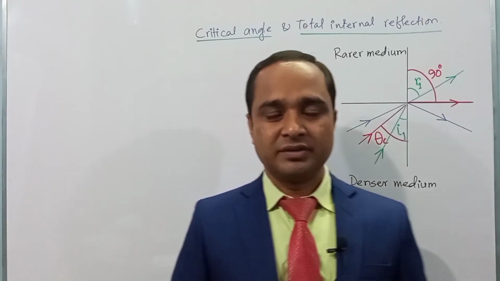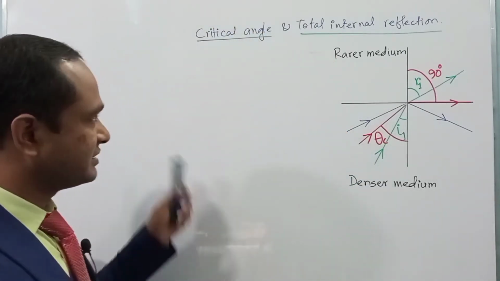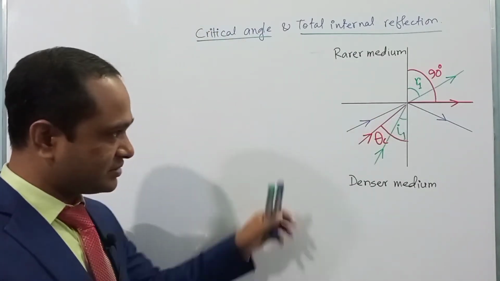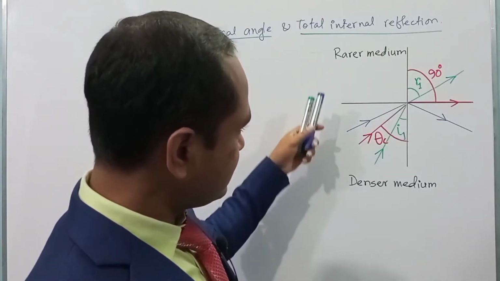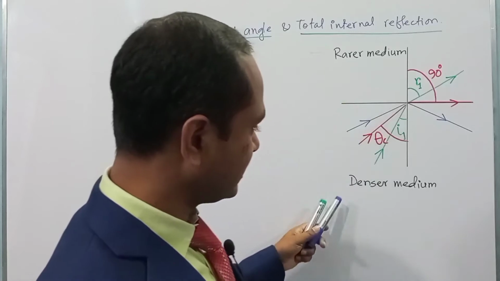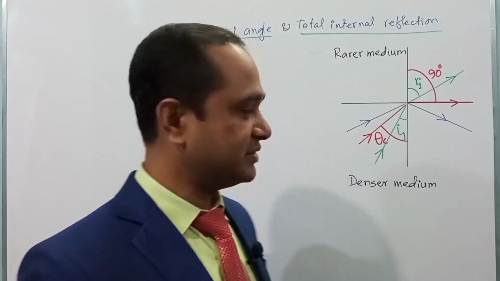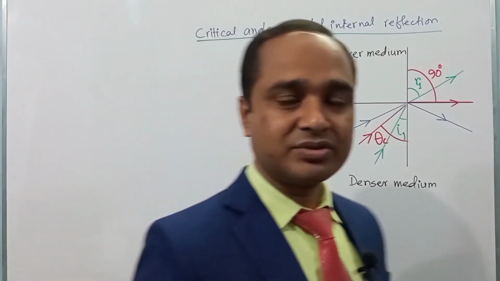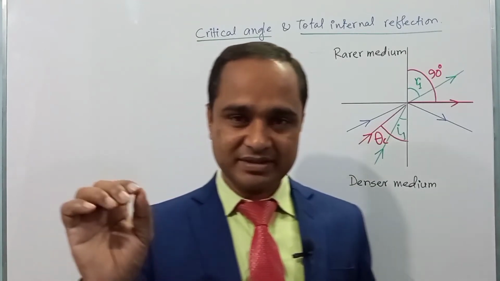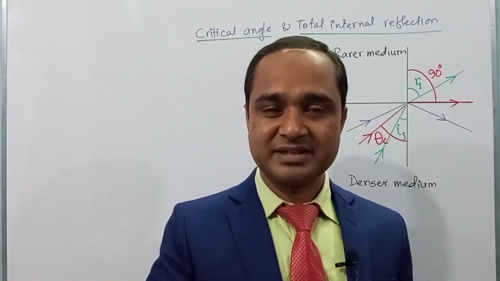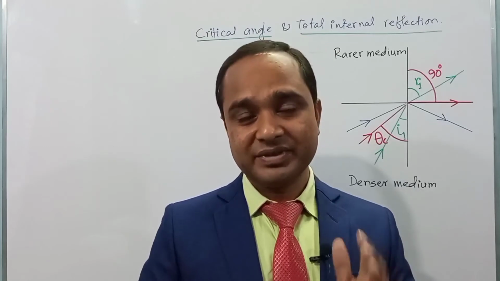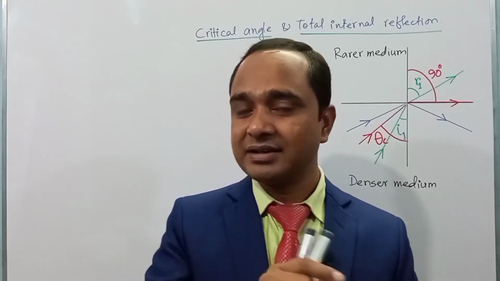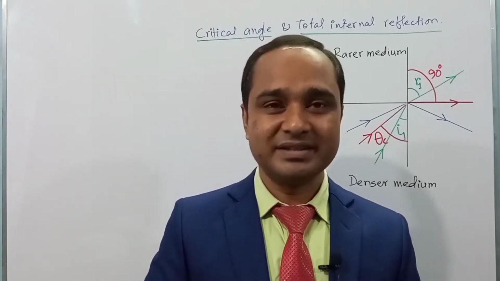Dear students, first we are going to discuss the critical angle and total internal reflection. First observe this figure. Here are two media, one is a rarer medium and another is a denser medium. There is a difference in refractive index between the two media. First, I would like to remind you that when light passes from a rarer medium to a denser medium, in case of refraction, the refracted ray will move towards the normal. That is, the angle of refraction will be smaller than the angle of incidence.